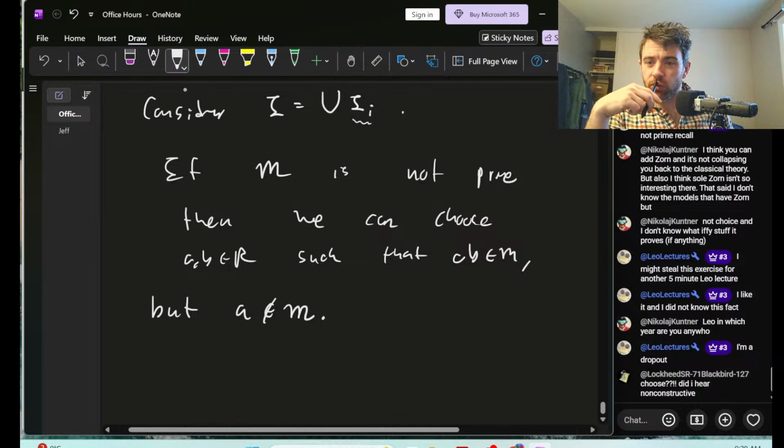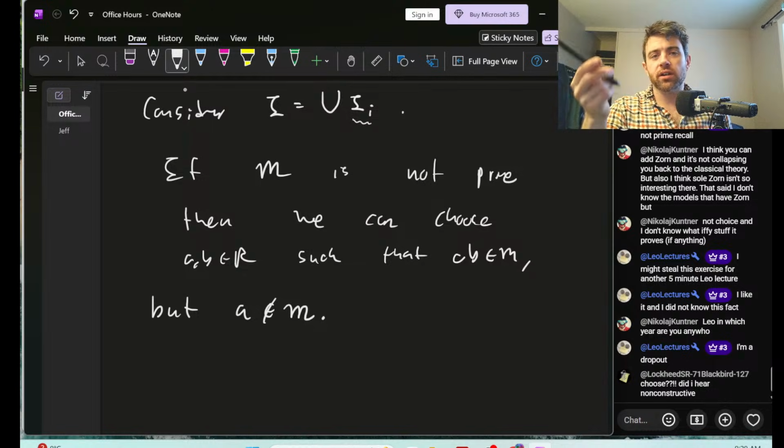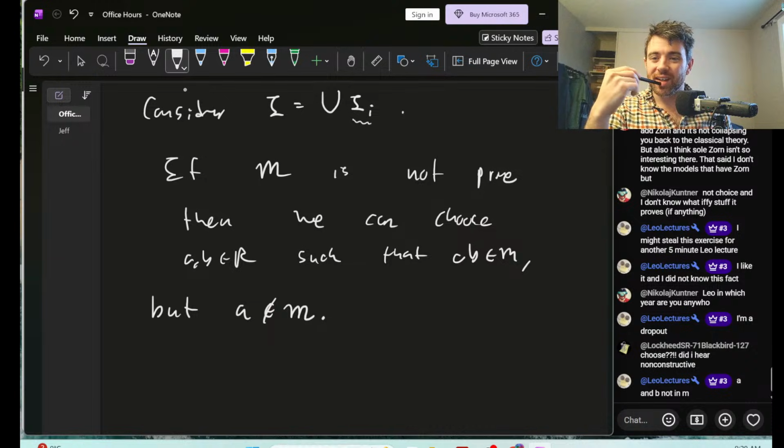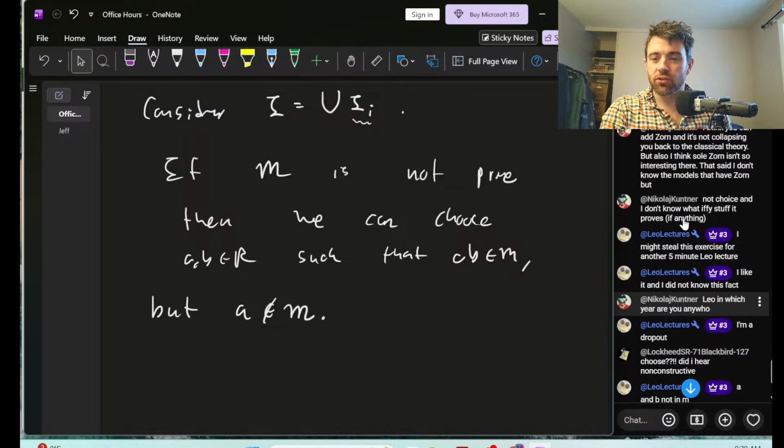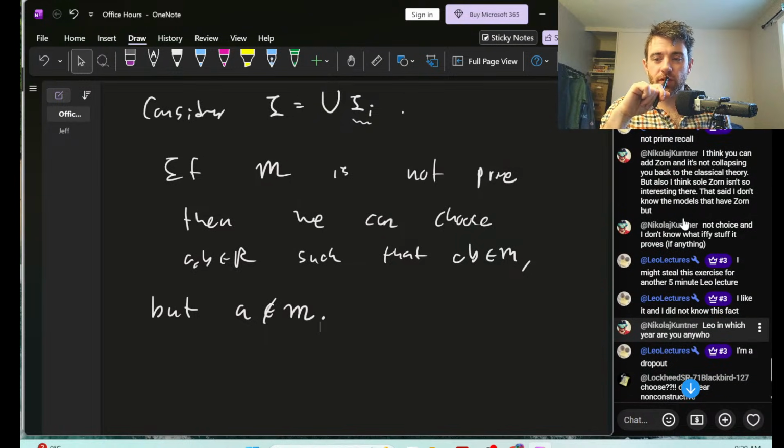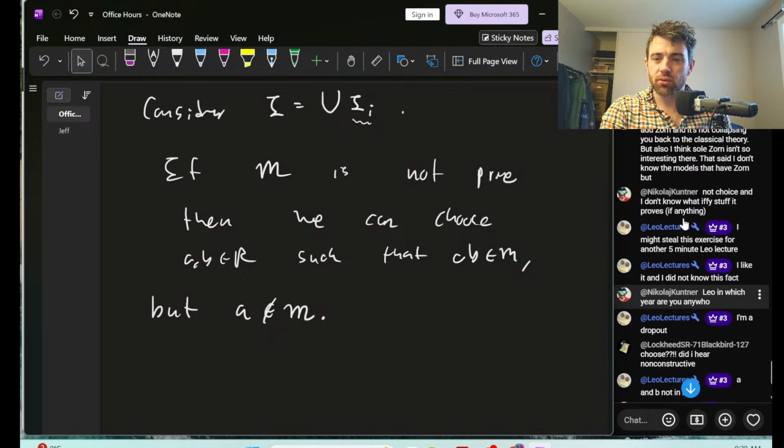You think you can add Zorn and it's not collapsing you back to the classical theory? Really? I find that kind of surprising since it's a there exists statement. Well, just because you choose something doesn't mean it's non-constructive. Just because you say the word choose doesn't instantly mean it's non-constructive. But you think Zorn isn't so interesting here. Well, it is very interesting, right? Because we need it for the existence of maximal ideals. So I'd be surprised you don't know the models have Zorn. Yeah, I don't think they would have Zorn.